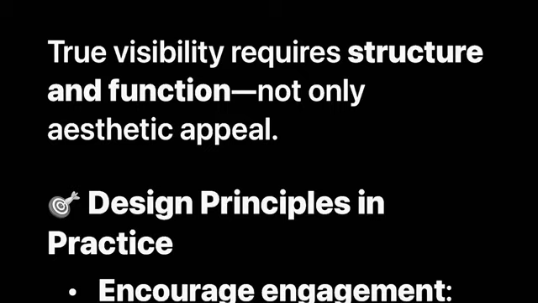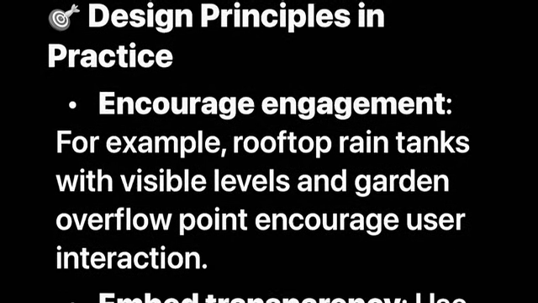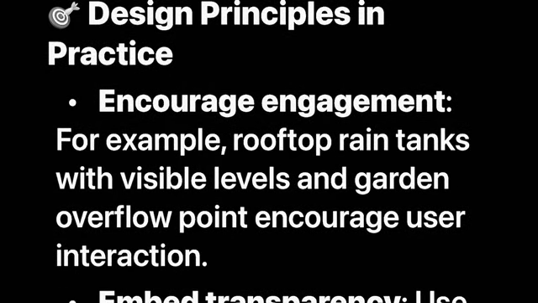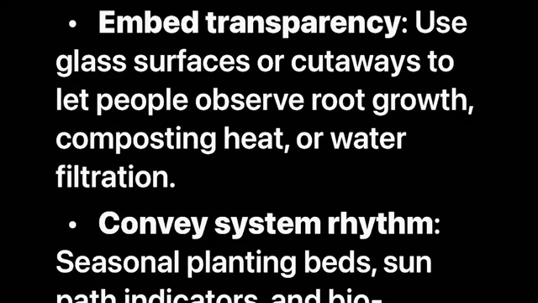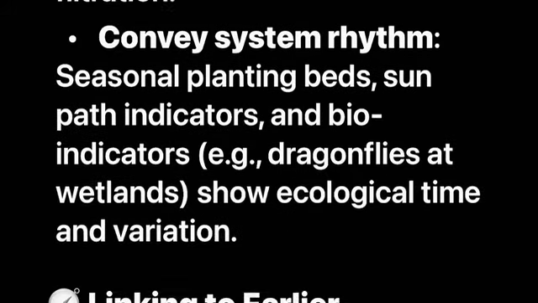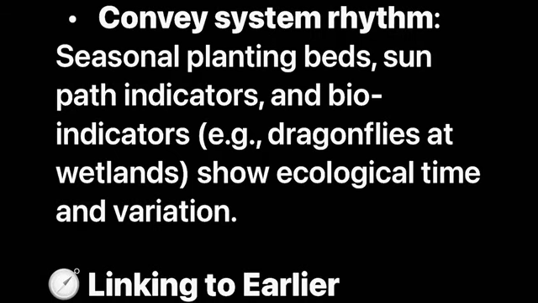Design principles in practice. Encourage engagement. For example, rooftop rain tanks with visible levels and garden overflow point encourage user interaction. Embed transparency. Use glass surfaces or cutaways to let people observe root growth, composting heat, or water filtration. Convey system rhythm. Seasonal planting beds, sunpath indicators, and bioindicators, e.g. dragonflies at wetlands, show ecological time and variation.